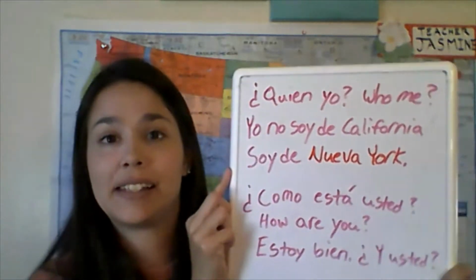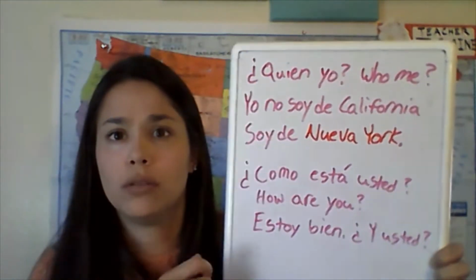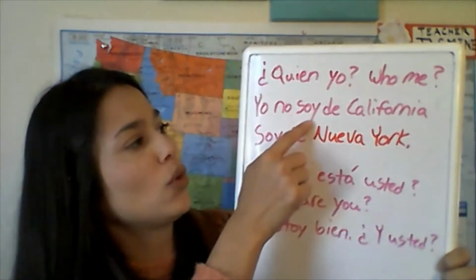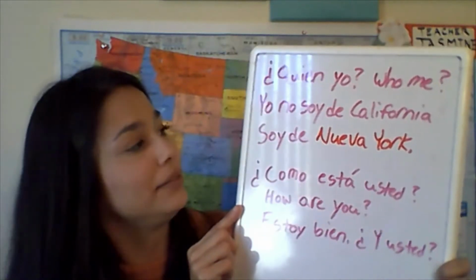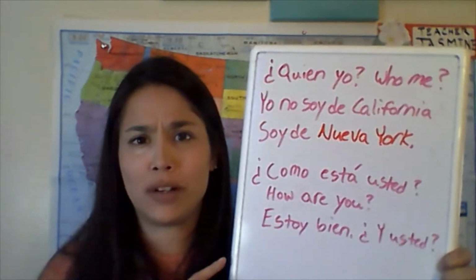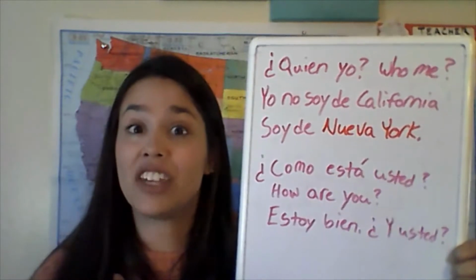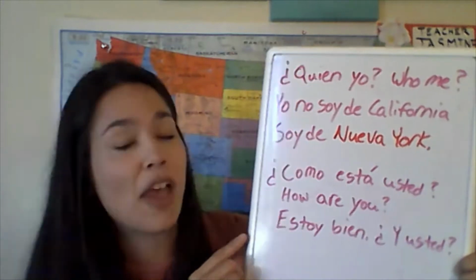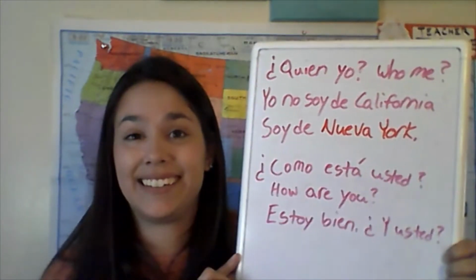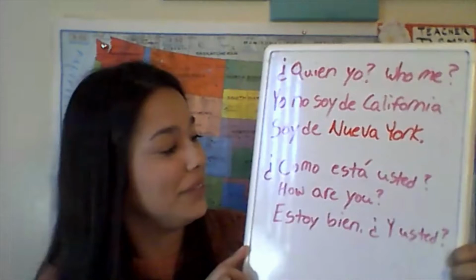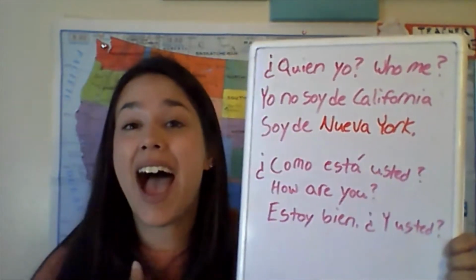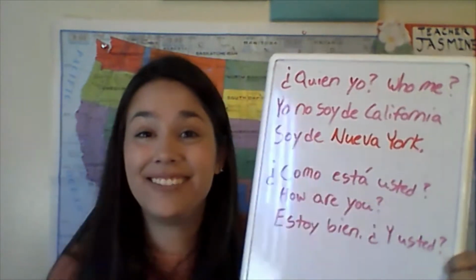Here's our first sentence. ¿Quién? ¿Yo? Who? Me? Yo no soy de California. I am not from California. Soy de Nueva York. I am from New York. ¿Cómo está usted? How are you? Estoy bien. ¿Y usted? I'm doing good. And you? All right, good job.